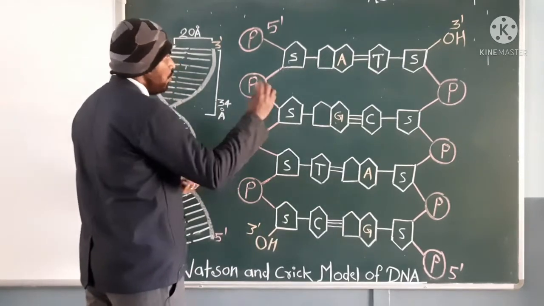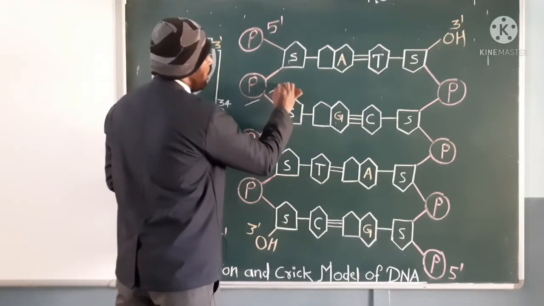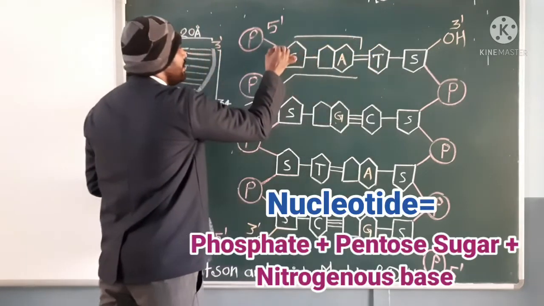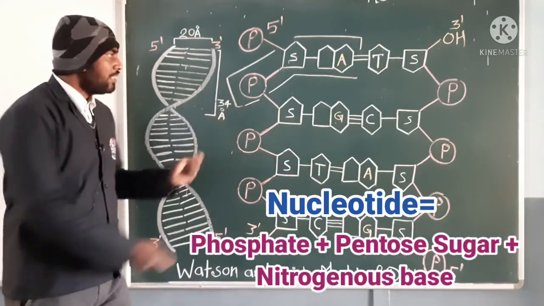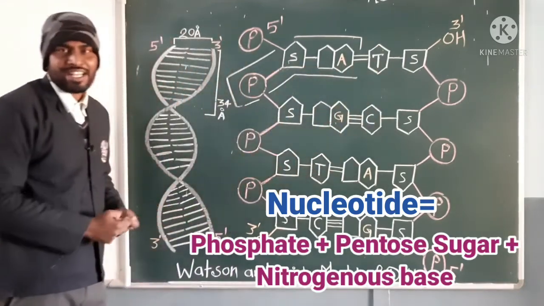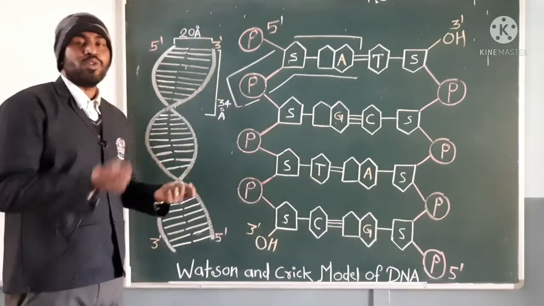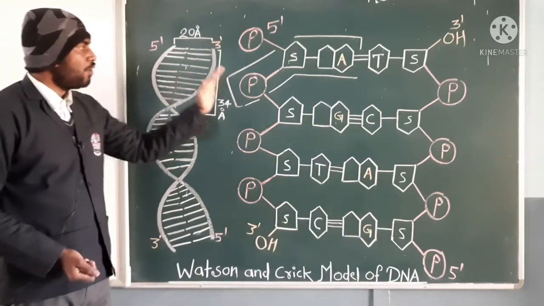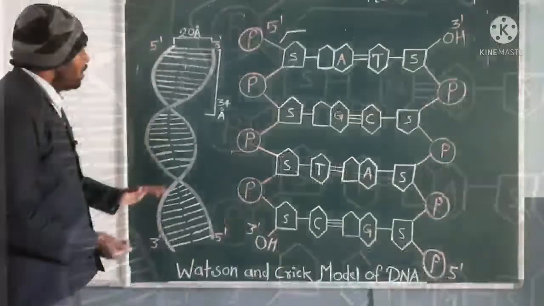That means we know what nucleotides are: one phosphate group, one pentose sugar and one nitrogenous base. This is one nucleotide. Okay, so these nucleotide chains are everywhere in the DNA, and once they are many in number, they are referred to as polynucleotide chains. So actually DNA is made up of long polynucleotide chains. Okay, this is the basic concept.